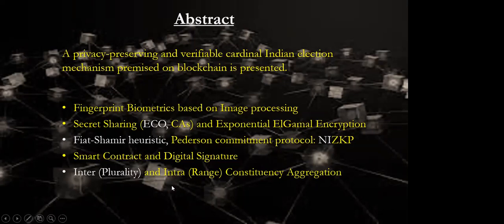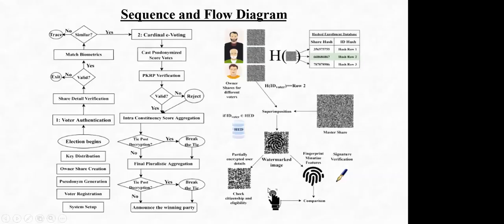But when this aggregation is taking place at the constituency level, each constituency will come up with a winning party. So that winning party score will be aggregated using plurality paradigm. So I'll be discussing all of these features in detail in the subsequent slides. And moreover, we are having a tie-breaking strategy also, which is pertaining to both inter and intra-constituency aggregation. This is the flow diagram.